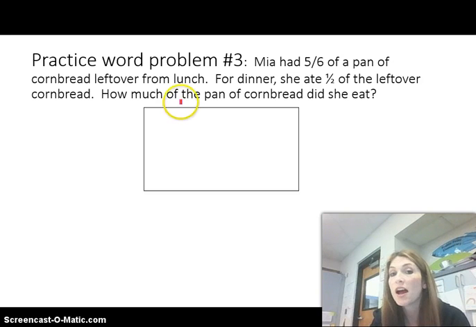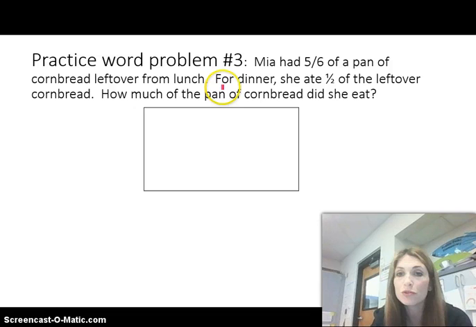Now for this one, I want you to really think about this problem and what we're trying to find. We're trying to find that she ate half of the leftover cornbread. So we want to know how much she ate. So I want you to go ahead and pause. I want you to work this out using your rectangular model, dividing it up into fraction parts. And then I want you to also do this in standard algorithm. Whenever you've finished, press play and we'll work through it together.